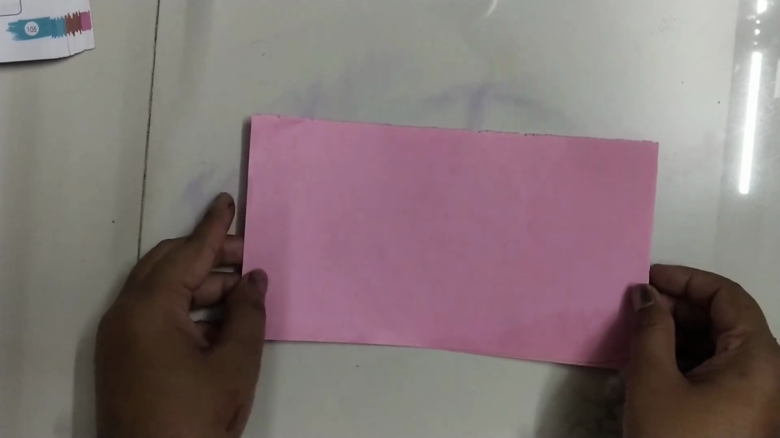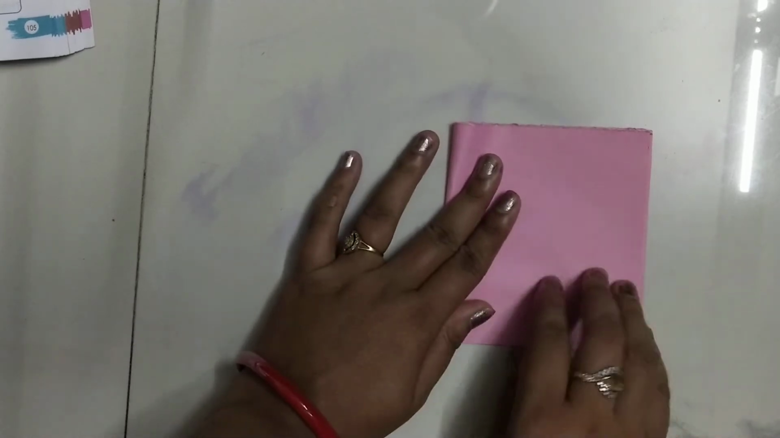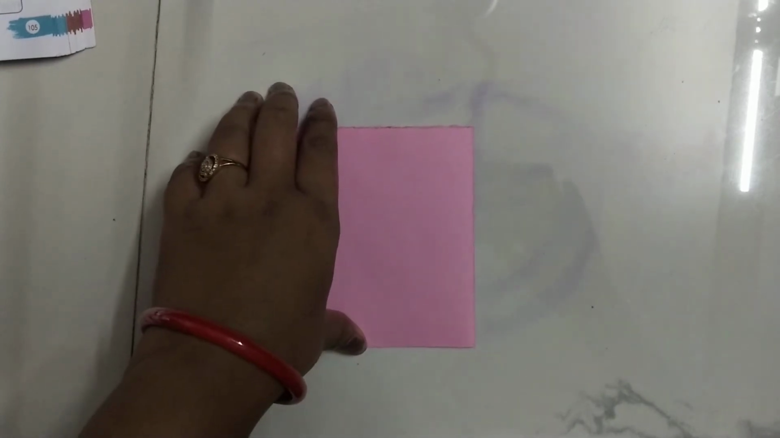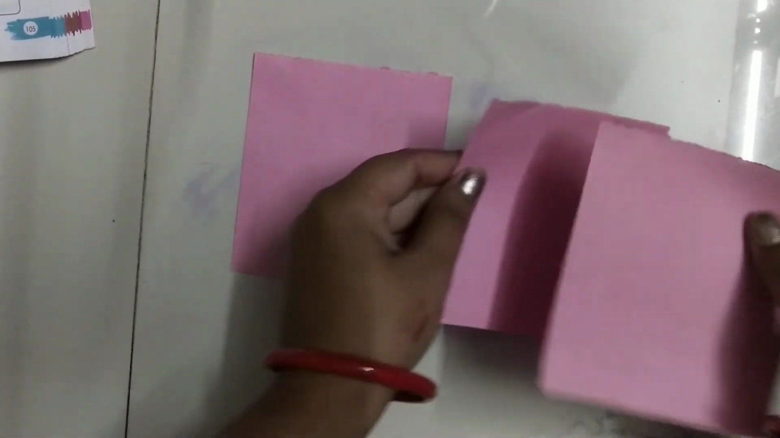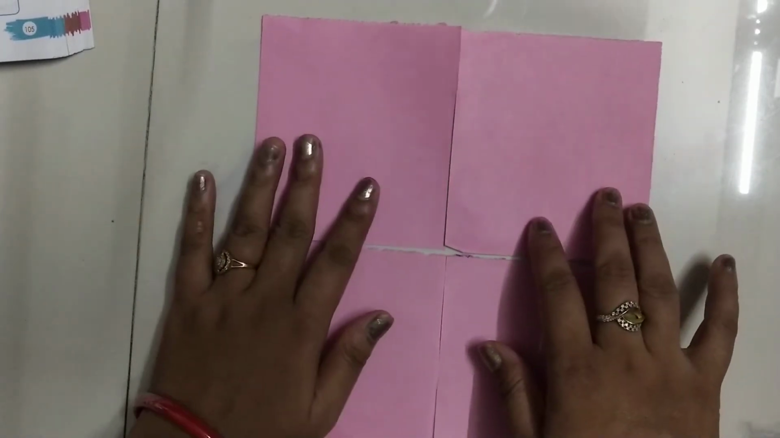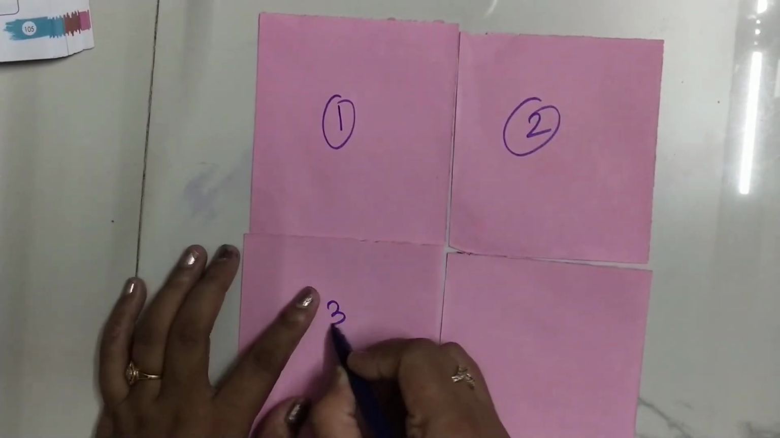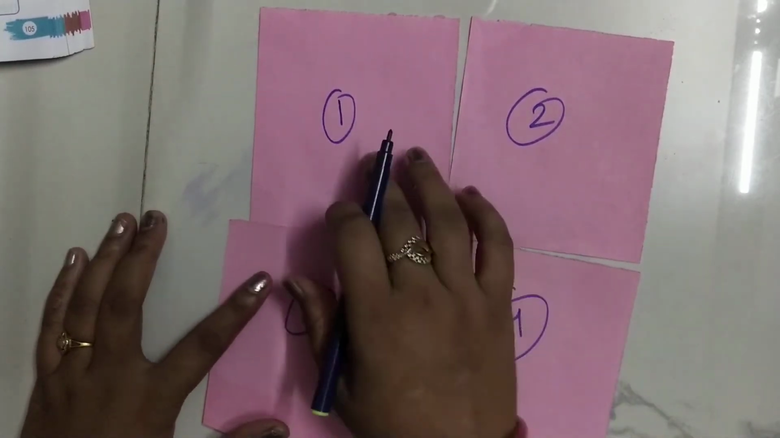Now we have to divide it into 4 equal parts. You can divide one part into 2, and the other part into 2. After dividing I get 1, 2, 3 and 4. These are the 4 equal parts of one square pink sheet. How many parts? 4 parts.